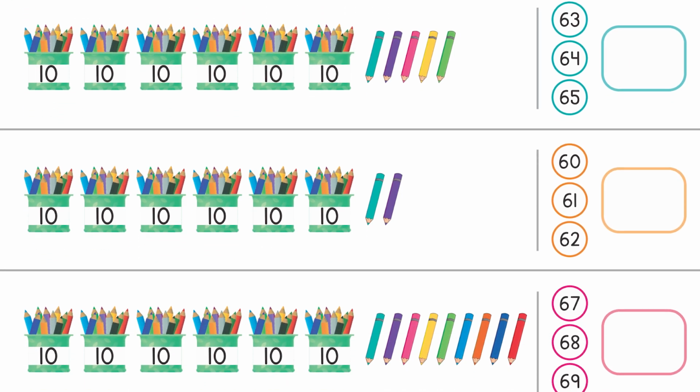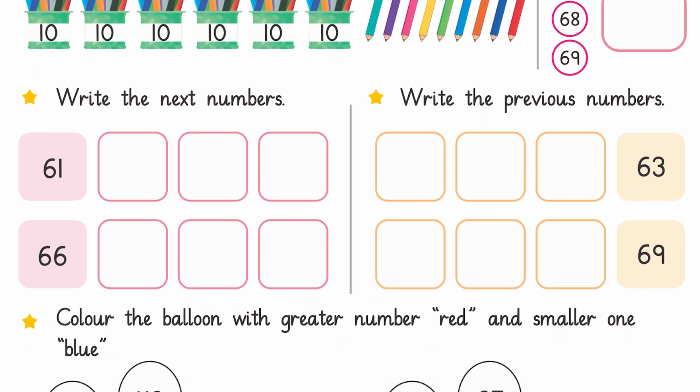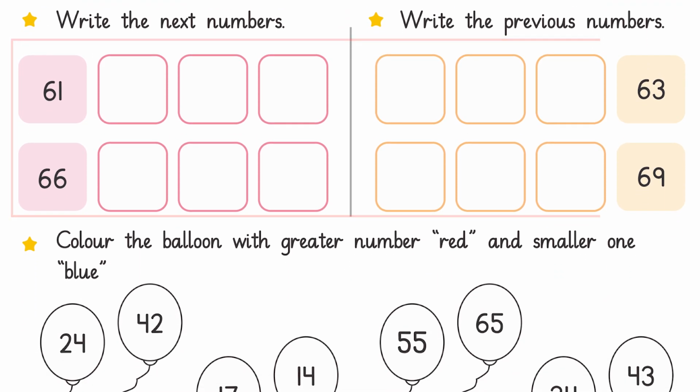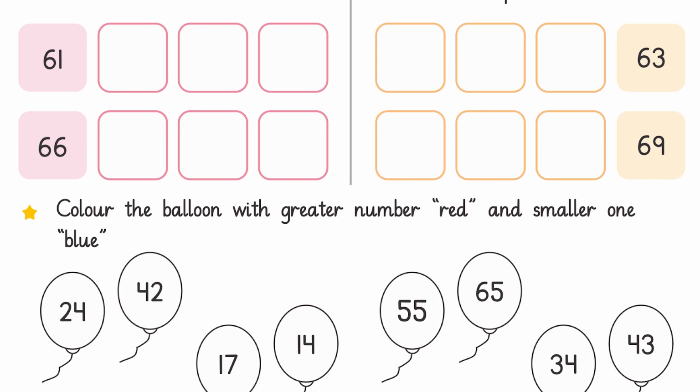And same goes the question which we have done with 50's family, that you have to write the next numbers. The next three numbers that come after 69 over here, and the next three numbers that come after 66 here. Here you have to write the previous numbers. 63 se pehle three numbers. What comes before 63, my dear kids? 62, then 61, and then 60. And same goes the second part.